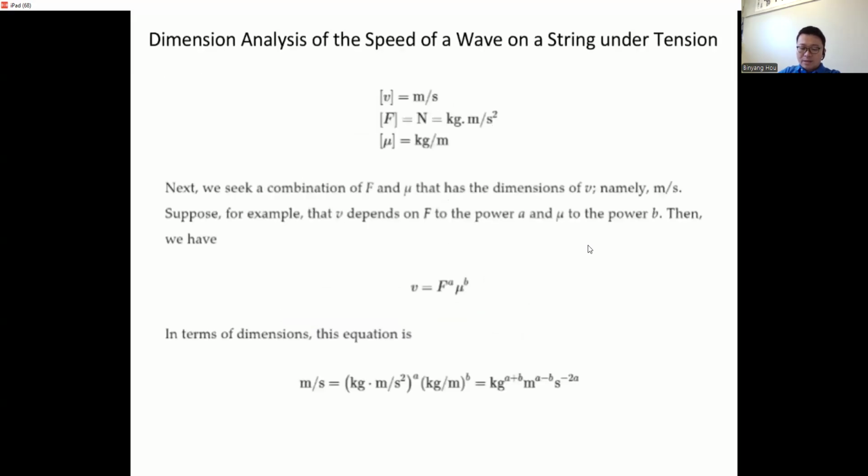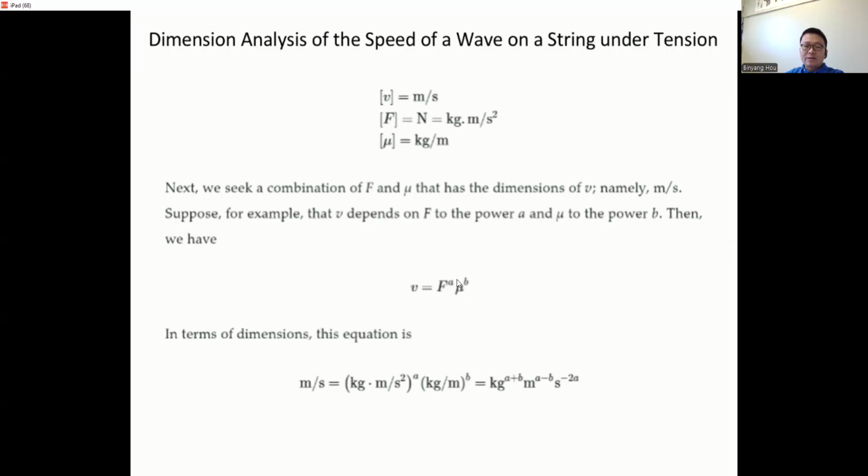So let's take a look at these three quantities involved. Speed of the wave should be in units of meters per second, and tension, which is a force, should be in newtons, which is equivalent to kilogram times meters per second squared, like mass times acceleration equals force. And the mass density per unit length should be kilogram per meter. So the speed should be determined by the tension force and the mass density. We can say velocity is equal to F to the a power times mu to the b power.